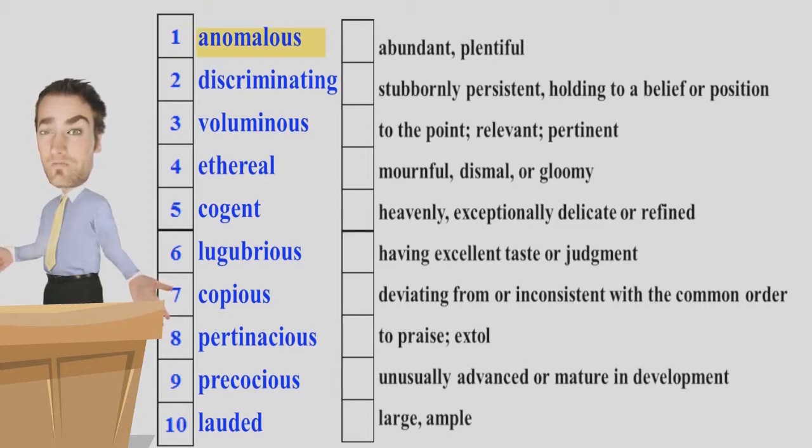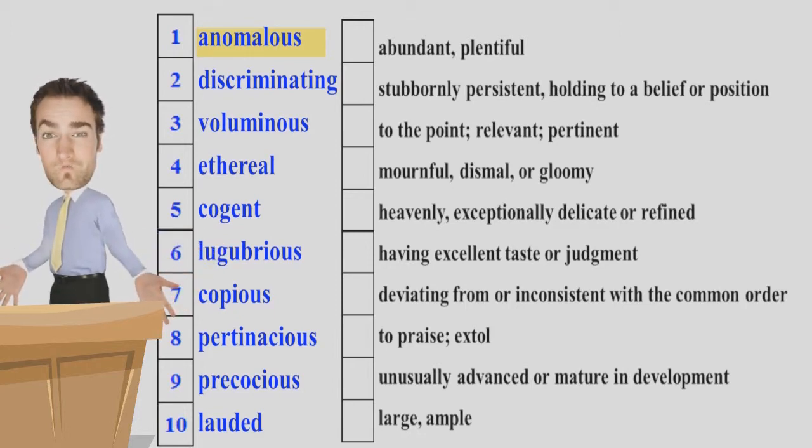The base word is anomaly. This is an adjective form. A lot of adjectives just add the OUS to it. If it is an item that is an anomaly, it is anomalous.